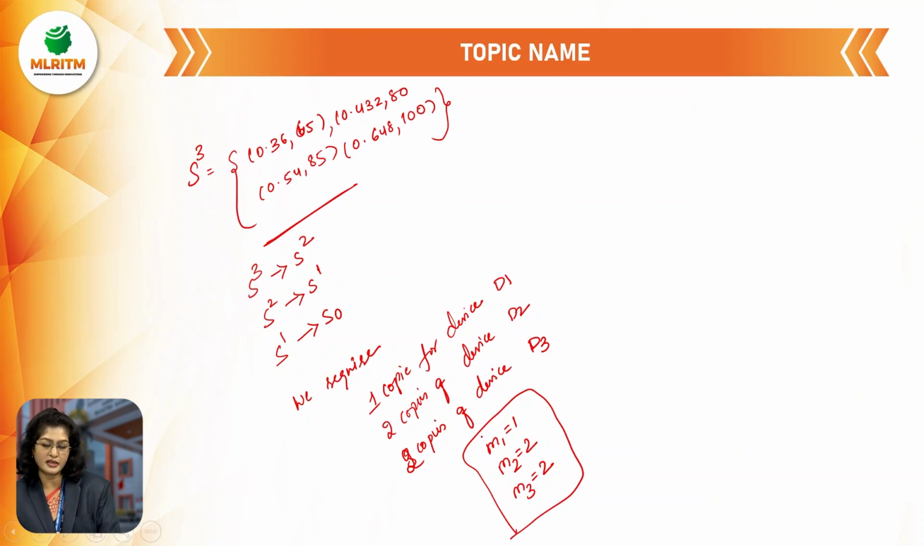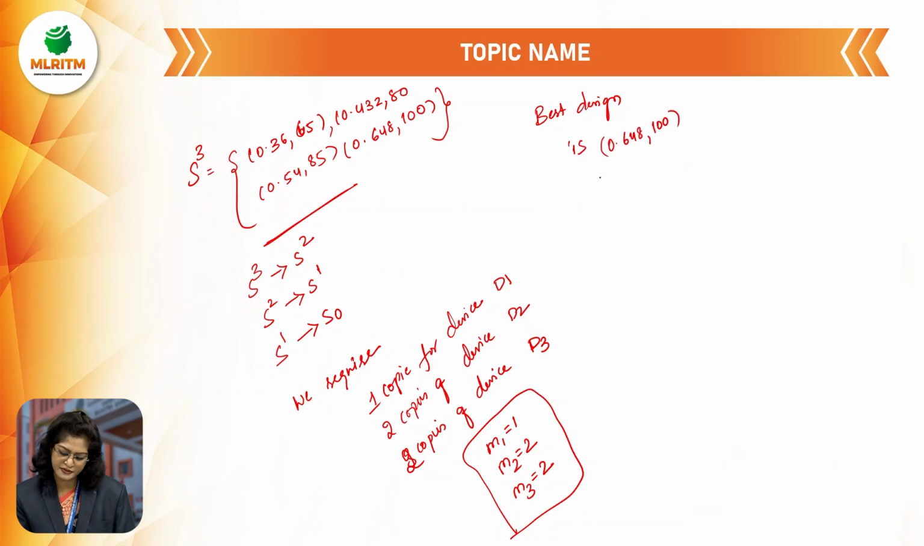How do you get it, like S3 from S2, S2 from S1, S1 from S0? All right, where all the copies are going to be present. So what is the best design you are going to take here? The best design is 0.648 comma 100. All right, this reliability with the cost is what? 100, and where is it present? This is present in S3.